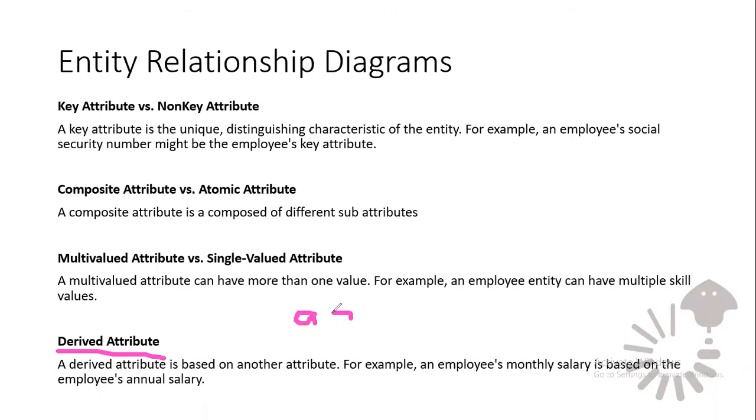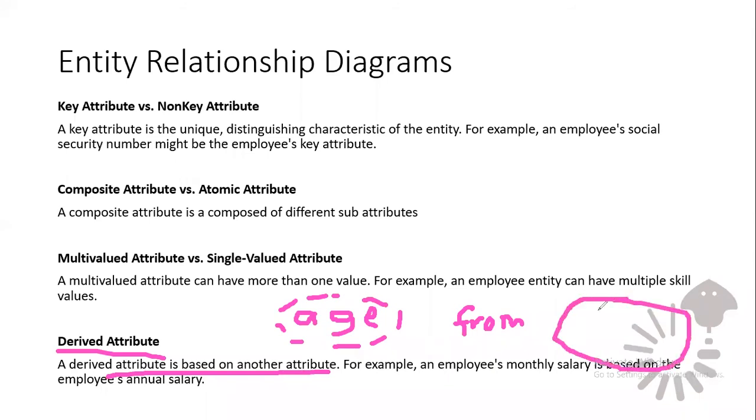Age is considered a derived attribute. Why? Derived from what? How can you get your age? Derived or based from what? Another attribute. What attribute is that? Based from birthday. So if we know the birth date, we can compute for the age. Correct?